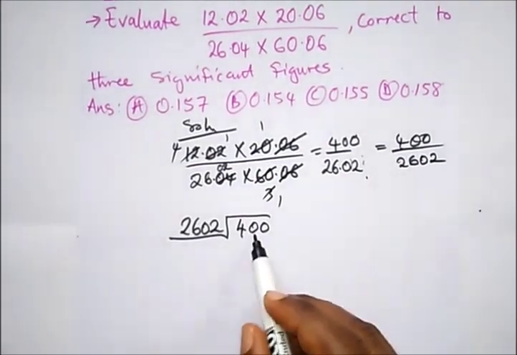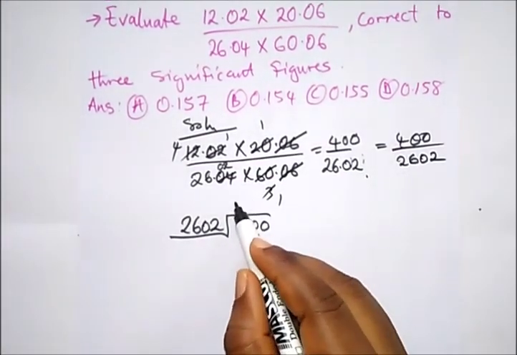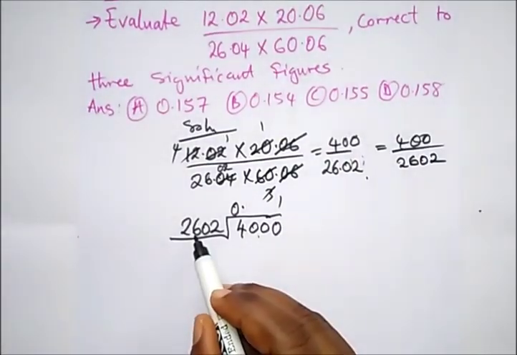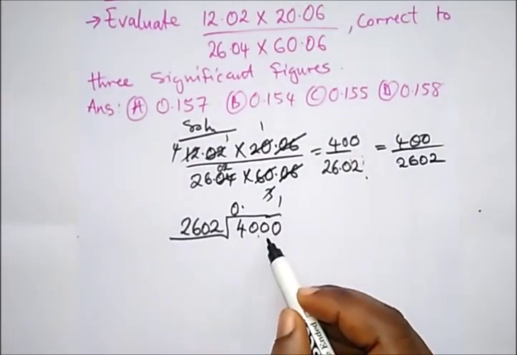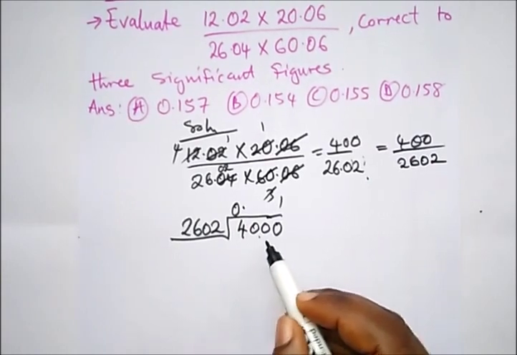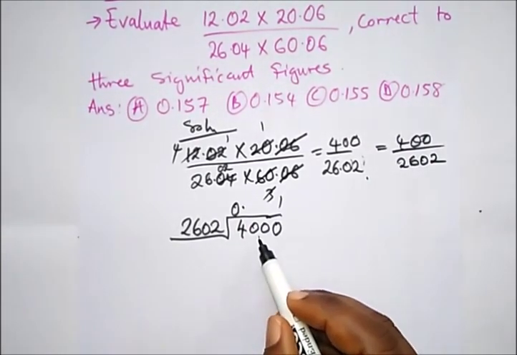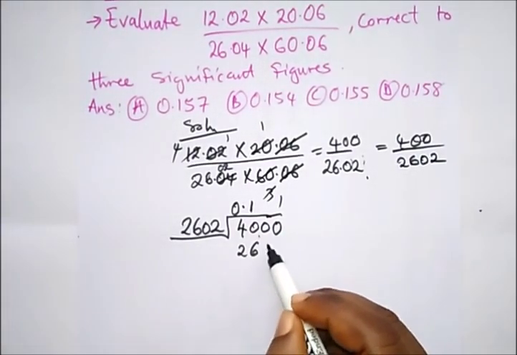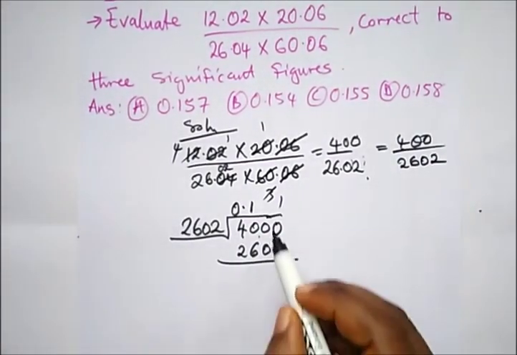So here, can 400 go here? No. So we have 0 points. Add a 0 here. Can 2000 go in 4000? 4000, now that's 2602. Can it go in 4000? Yes. How many times? 1 times. Multiply this, we have what? 2602. So let's subtract this.